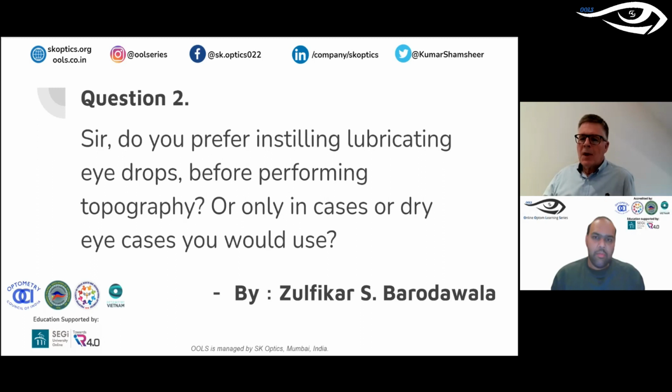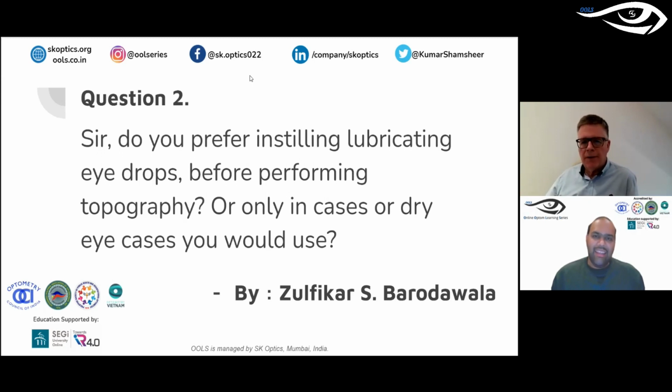So I use the drops if I can't get an image, but actually for the dry eye, I prefer not to use drops, because we're getting a realistic image of what's going on at the ocular surface. Yeah, the drops can hide what's really happening there, I think.